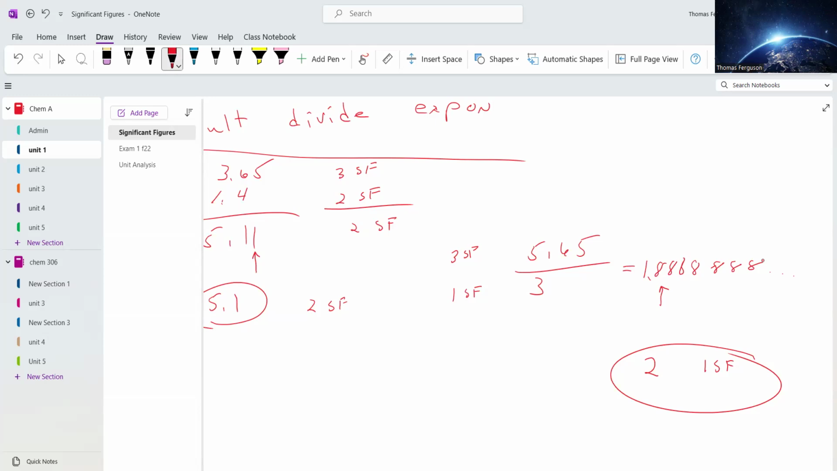For addition and subtraction, it just looks at decimal places. It doesn't look at the sig figs of the total number, just decimal places. But when you multiply and divide, which 99% of the stuff we're doing in here is, by the way, we're not going to be doing a whole lot of adding.